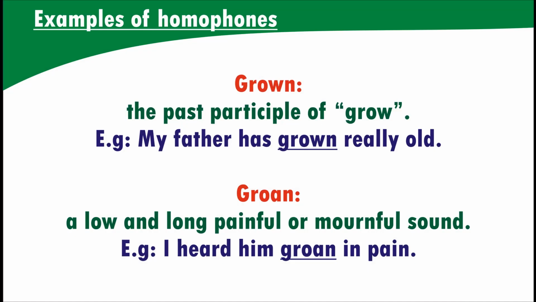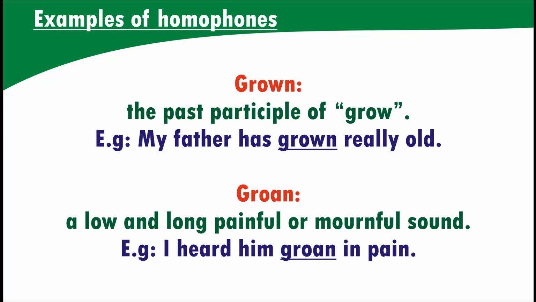The next examples of homophones on the list are grown. Grown, the first word is G-R-O-W-N. It is a verb. It is the past participle of the verb grow. Example, my father has grown really old.